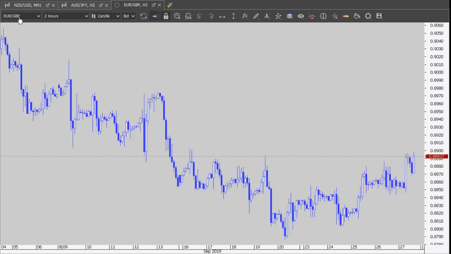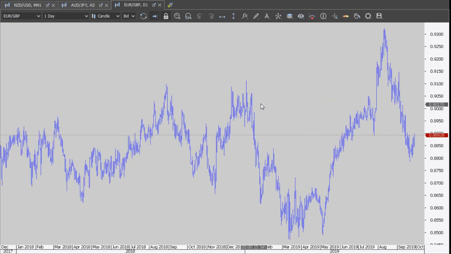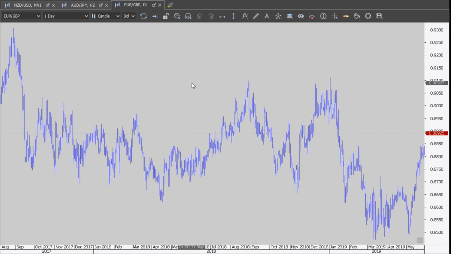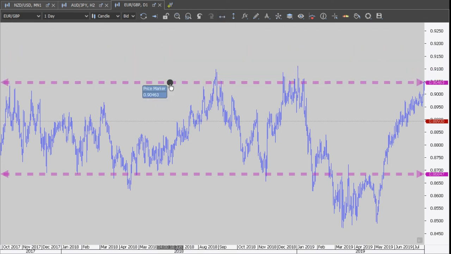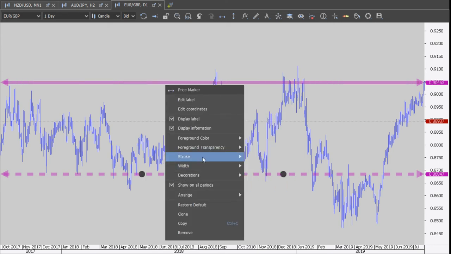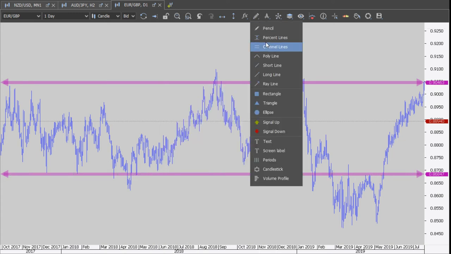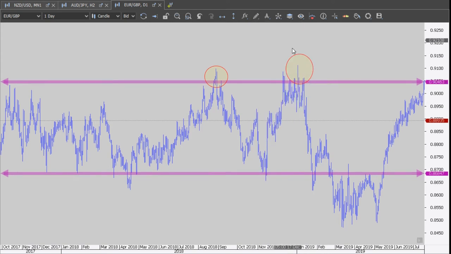EURGBP, the perfect example. EURGBP daily chart. Let me see the daily chart. Okay, look in here what happened. We're going to take this sideways movement maybe, and this sideways movement. Let's color code it. First the line. There you go. So as you can see, this high and the last high are different. So the second high went through the first high. Can you see this, everybody? You need to adjust the stop loss.